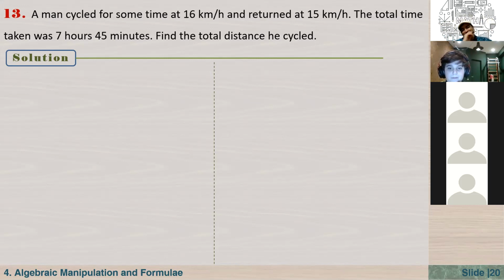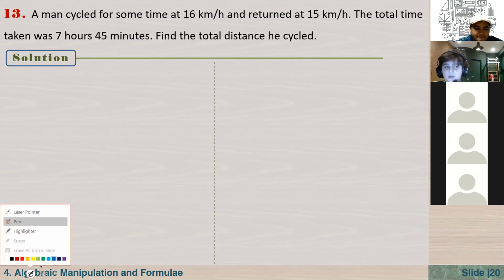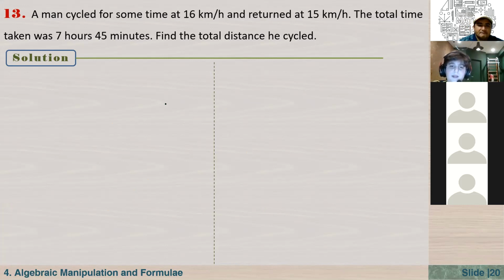Murad, I didn't understand anything. First we multiply 16 by 15. Why are you multiplying 16 by 15? What do you mean, why? I mean, why are you multiplying? A man cycled for some time at 16 kilometers and returned at 15. Yes, those are the numbers. I should multiply them. So multiply 16 by 15, it makes 240, yes.